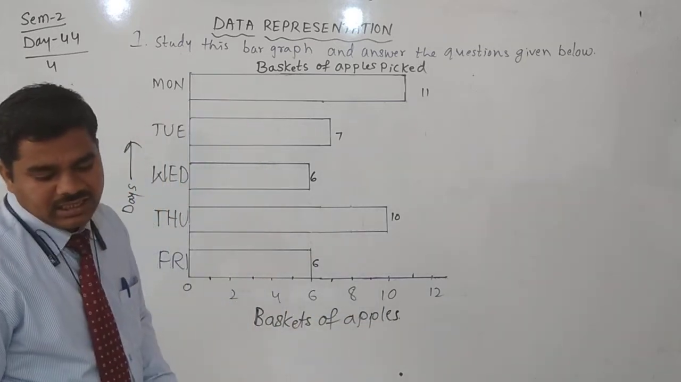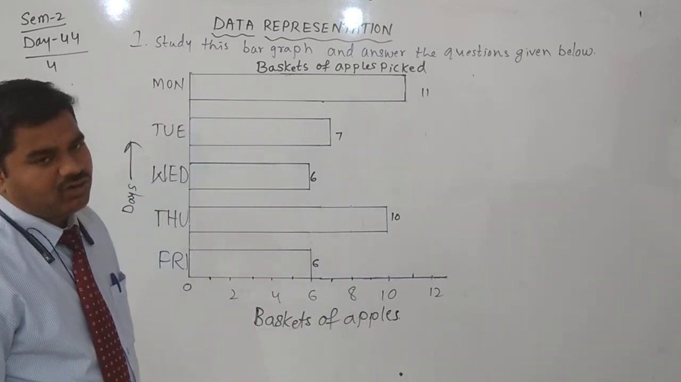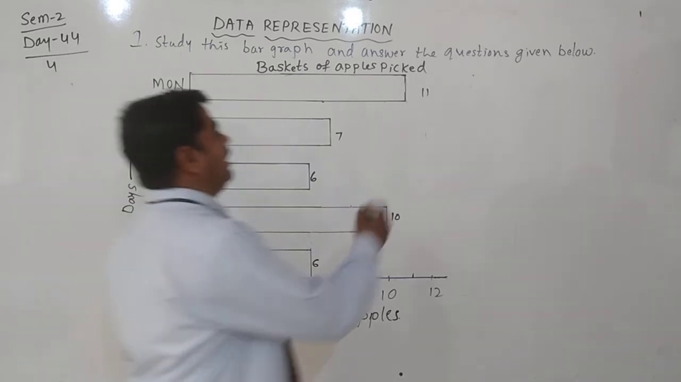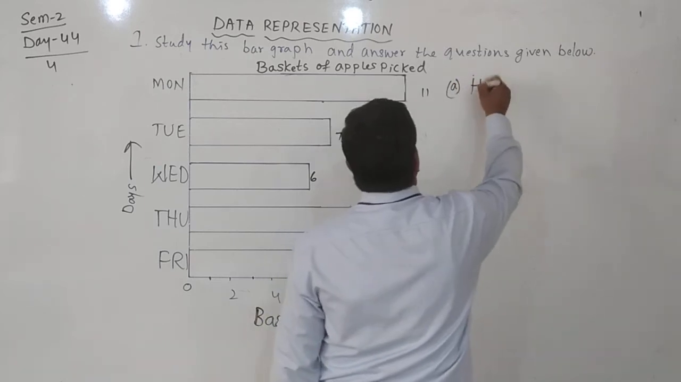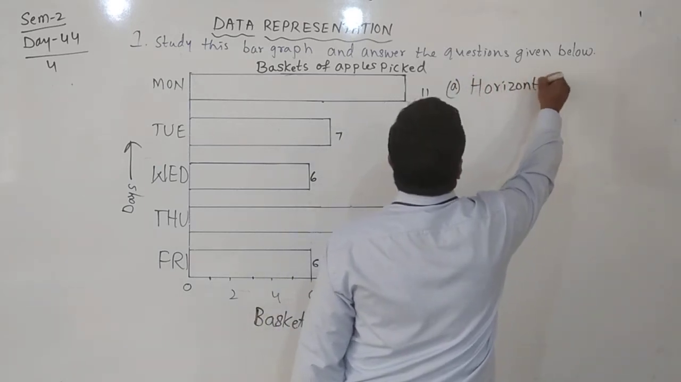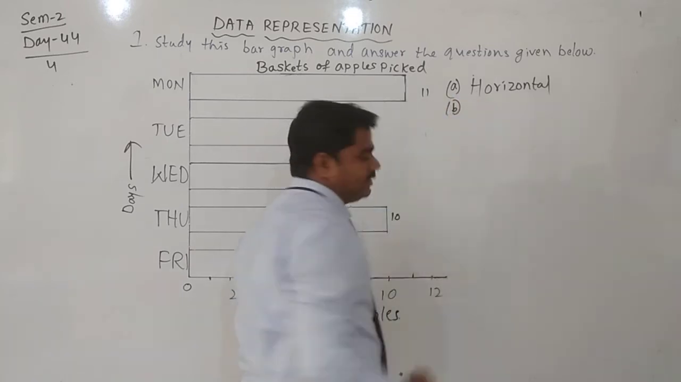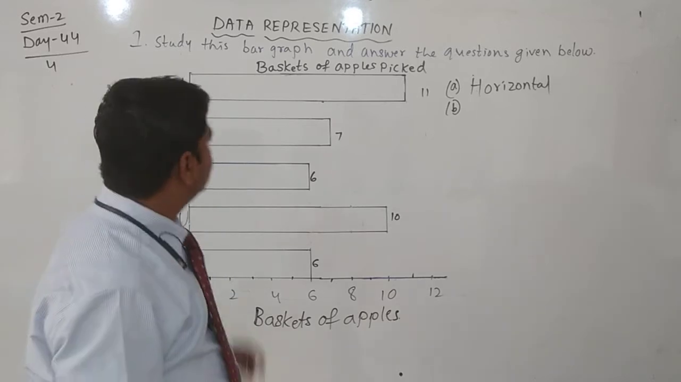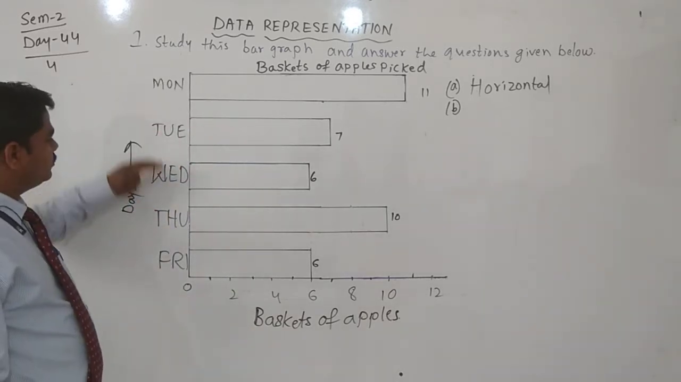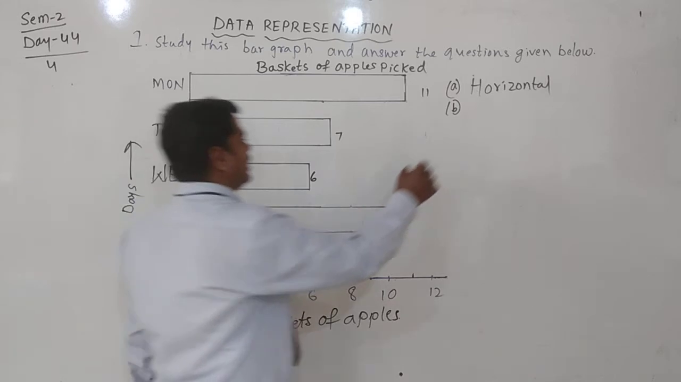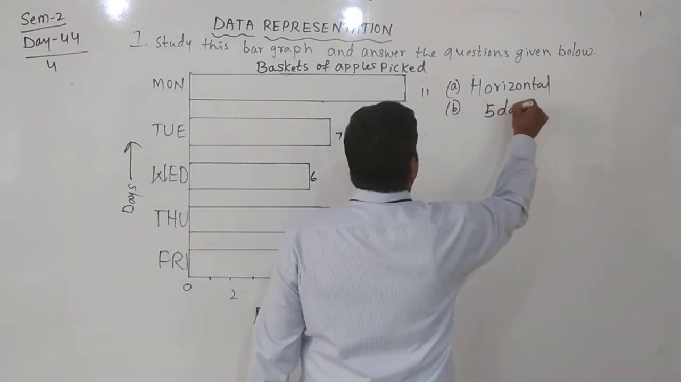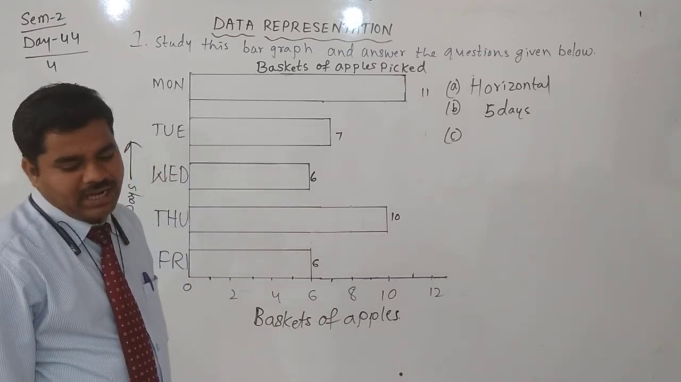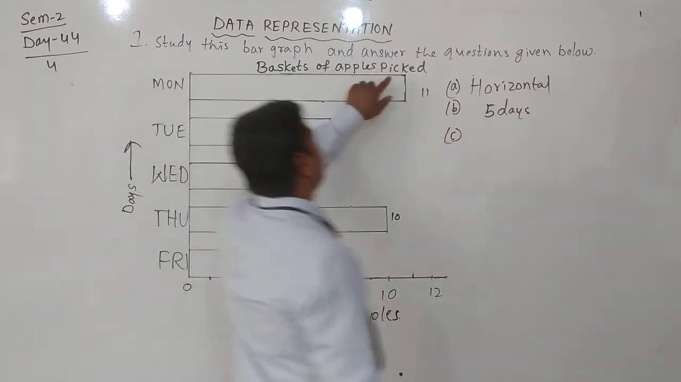Now see, are the bars vertical or horizontal? First question A: which type are these? Right, horizontal. These are horizontal graphs. B question: how many days were apples picked? Days: 1, 2, 3, 4, 5 days. You can add. 5 days. C question: what is the title of the bar graph? Title is Baskets of Apples Picked.